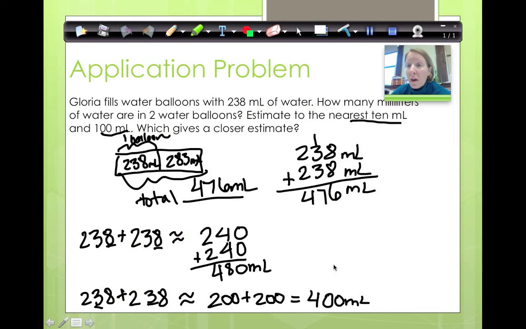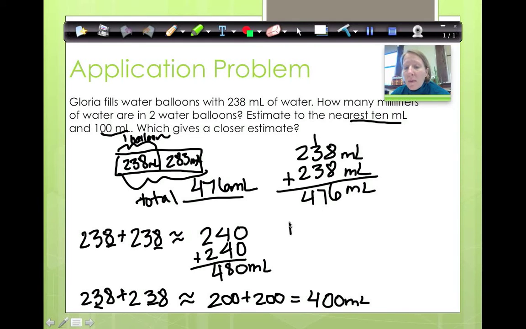Which one's closer? Rounding to the nearest 10 or rounding to the nearest 100? Well, the difference between 480 and 476 is 4. That's not very many. The difference between 476 and 400 is 76. That's a lot more. So I'm thinking that rounding to the nearest 10 is the closest. So this is what they want to know, which gives a closer estimate.